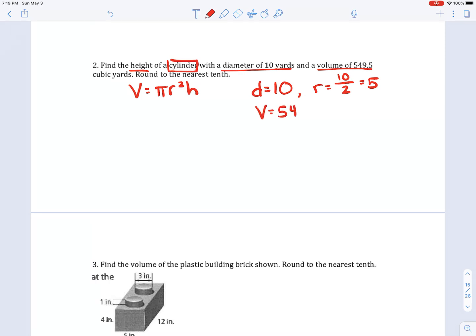Then I notice that they give me a volume of 549.5 cubic yards. I'm going to use those two and plug into my formula. 549.5 goes where I see V.